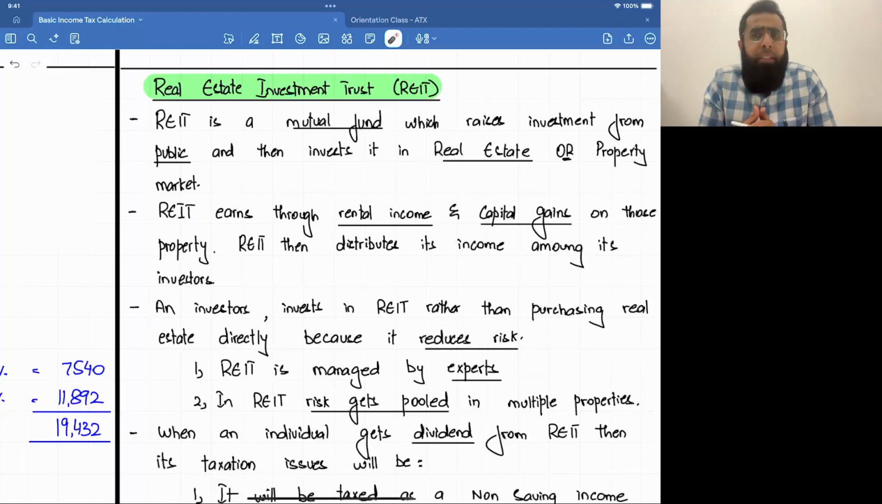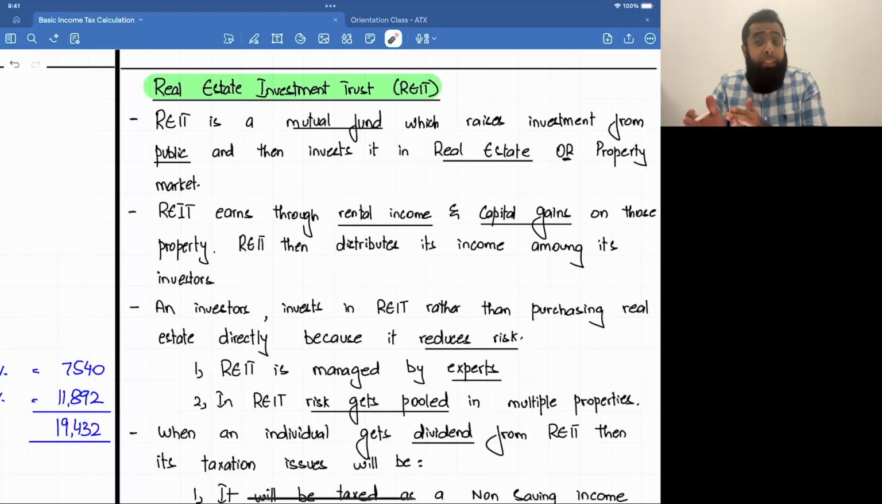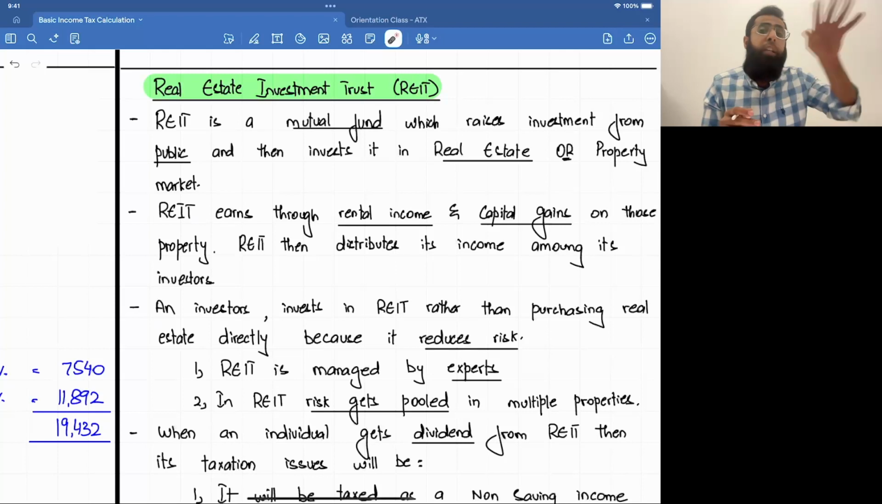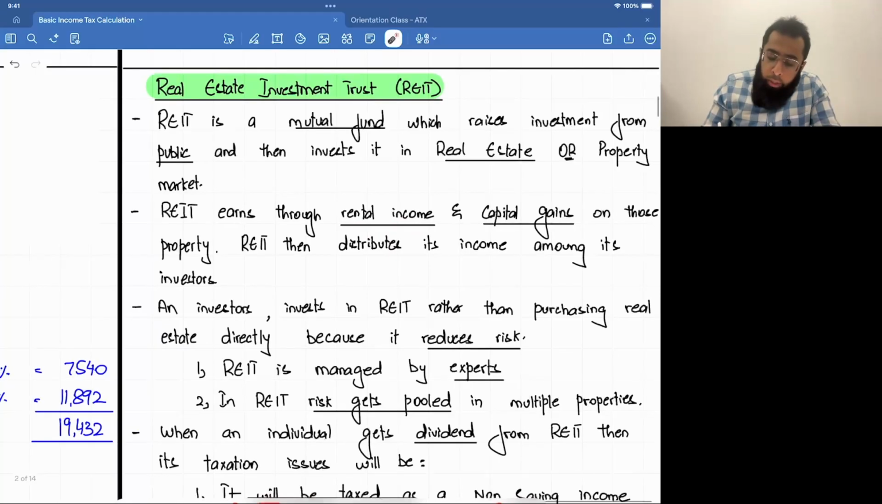In normal life, we see mutual funds for the stock market also. Stock market mutual funds are combined funds which then invest in the shares of companies. But a real estate investment trust is a mutual fund which is not investing in shares and the stock market. It is investing in the real estate market or the property market. A real estate investment trust earns through rental income. Obviously, whatever properties it purchases, it can rent out, or it earns from capital gains when buying and selling property. Whatever it earns, it distributes its income to the investors.